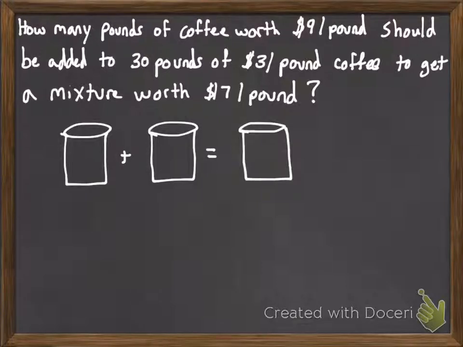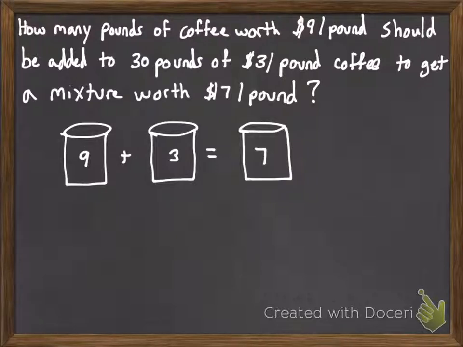So we have our two containers of coffee, and we're putting those together to get a third container. Now we start to piece together what we know. We have $9 per pound coffee that we're going to mix with $3 per pound coffee. So I can say $9 per pound, and that's going to be mixed with $3 per pound coffee to produce a mixture that's $7 per pound. Okay, that much I do know.